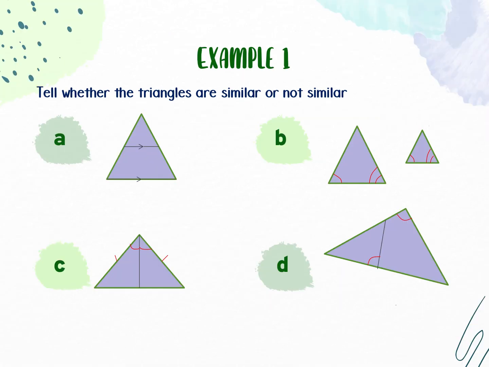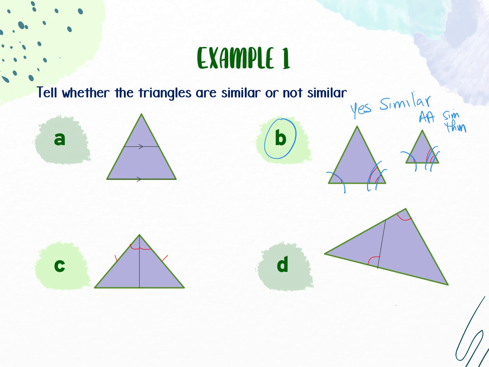So when we're determining whether triangles are similar or not, the easiest ones are obviously, for example, B. When I look at B, I say, okay, this angle here is equal to that angle, and this angle is equal to this one. So two angles are congruent. So yes, this is similar, and I know it's similar because of the angle-angle similarity theorem.